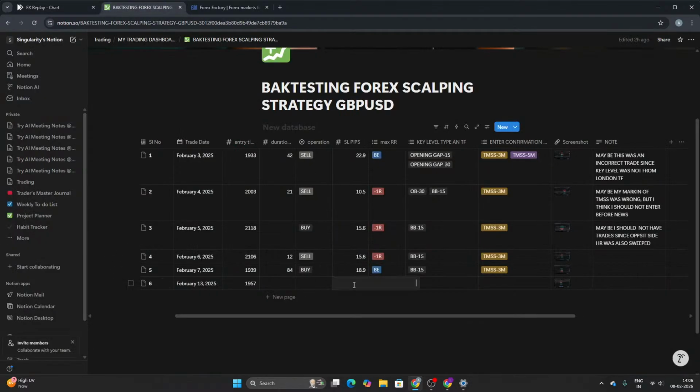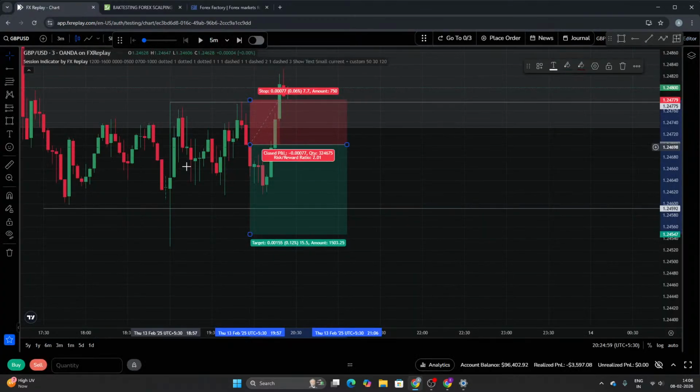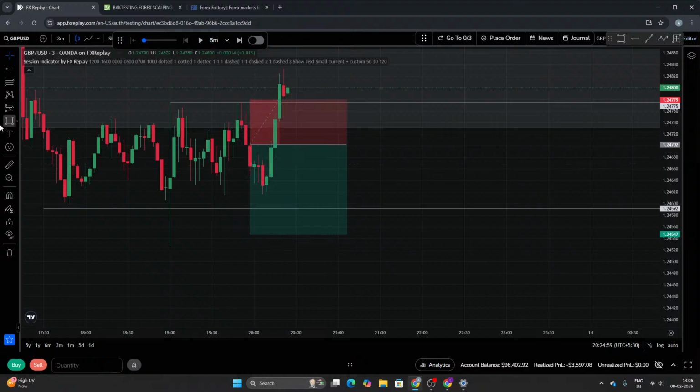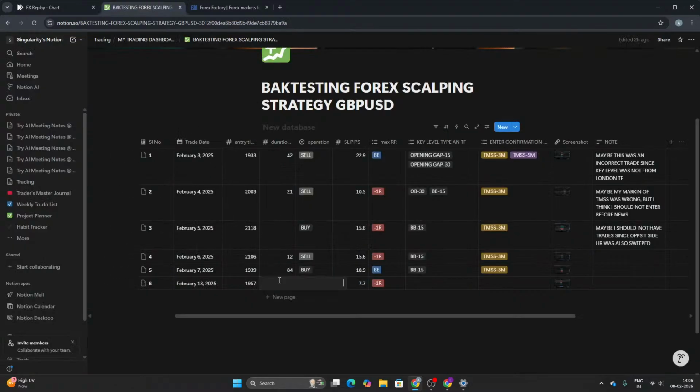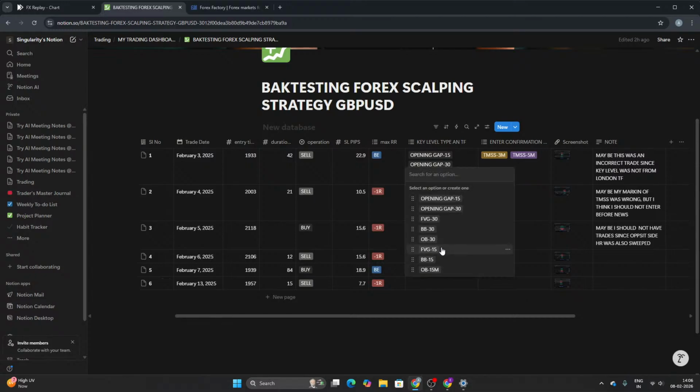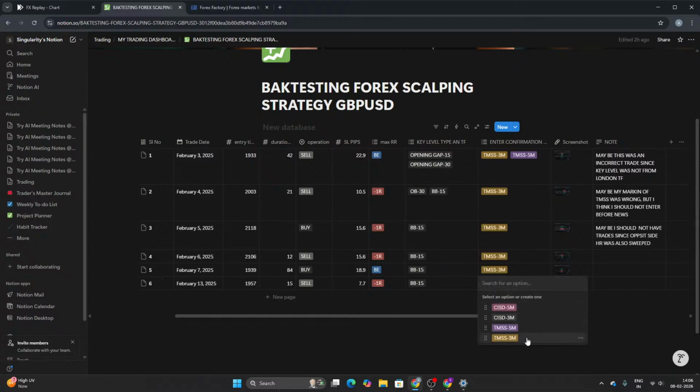7.7, and the duration for my trade would have been 15 minutes. Okay, the key level was a breaker block of 15 minutes. True market structure shift and then tap.